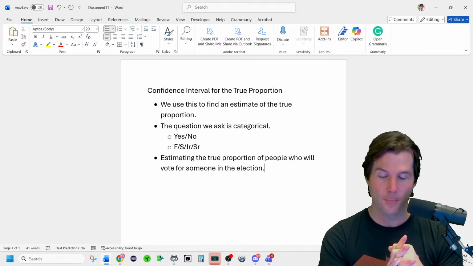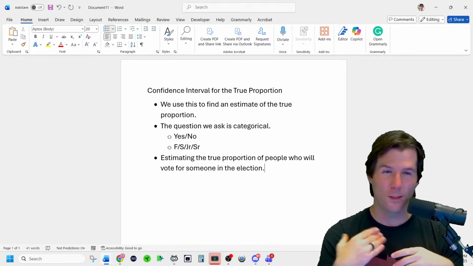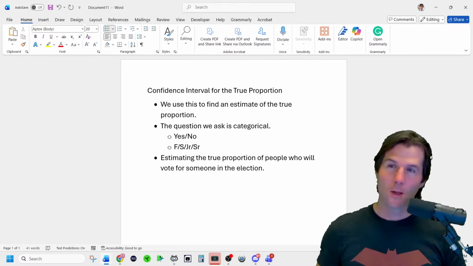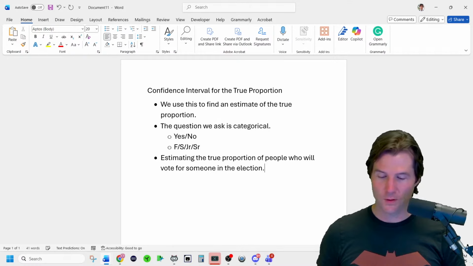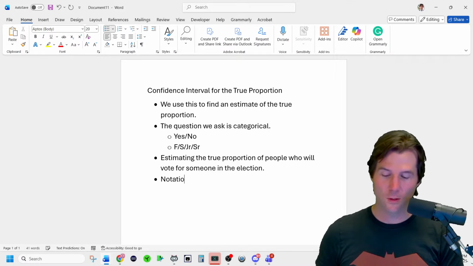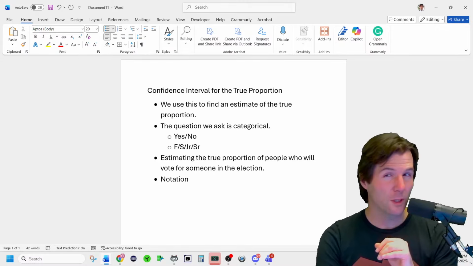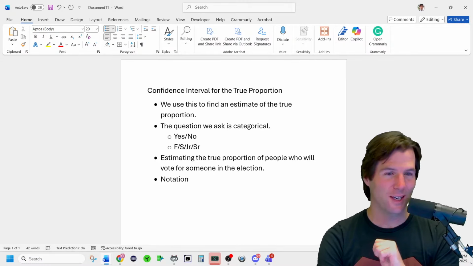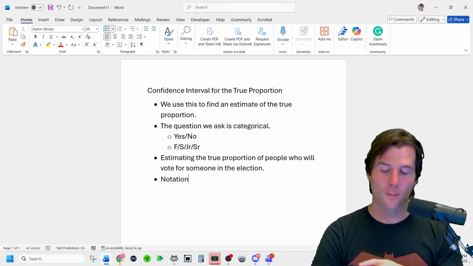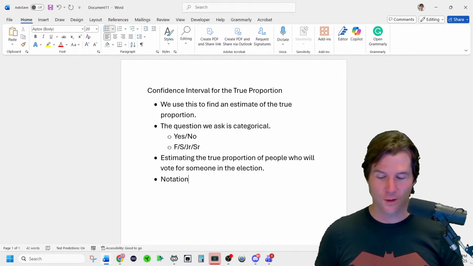So now that we understand when to use it, let's think about the notation for this. We're just going to do some bullet points. We need to know the notation. If you want to chime in with some notation in the chat, that's awesome. I am still watching the chat as always, and Moobot is here, as you can see. So the notation for this is as follows.